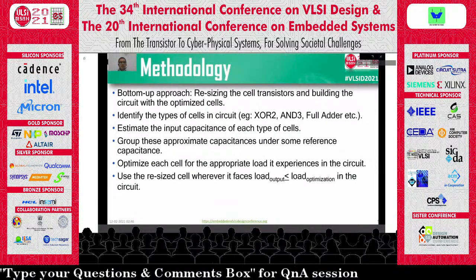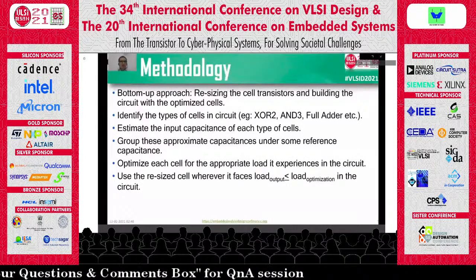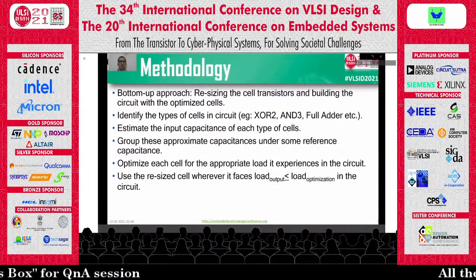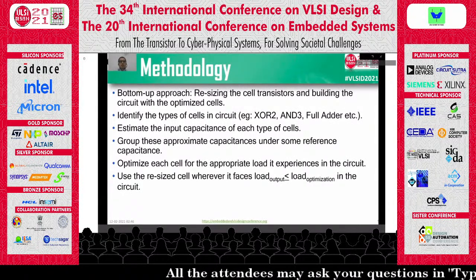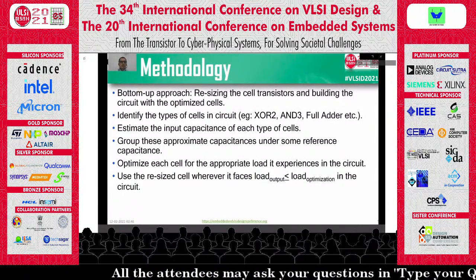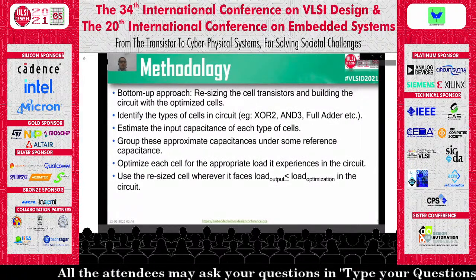So here we follow a bottom-up cell-centric approach instead of a top-down circuit-centric approach. First, we identify the different categories of cells based on what kinds of cells are present. For example, NAND gate or XOR gate, etc. And also based on the total number of inputs to the gates. For example, a 2-input NAND gate would be treated differently than a 3-input NAND gate.